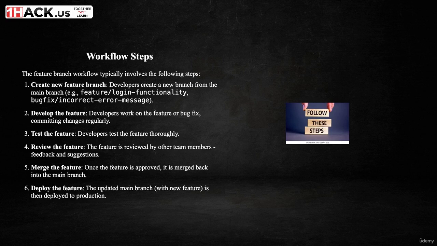6. Deploy the feature. Finally, the updated main branch, including the new feature, is deployed to the production environment, making the new functionality available to users. By following these steps, the Feature Branch Workflow helps manage and collaborate on new features or bug fixes in a structured and organized manner, ensuring the quality and stability of the codebase.